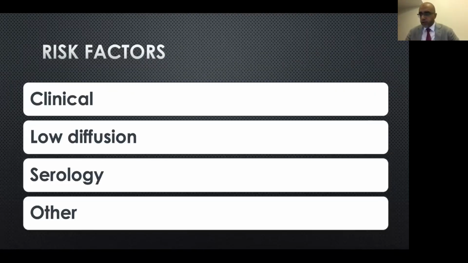Coming to the third point regarding connective tissue disease and pulmonary artery hypertension, which is the risk factors. What are the factors that we can look for in our patients that predict a high prevalence of occurrence of this disease? We'll speak about some factors regarding the clinical pattern, the diffusion capacity of our patients, some serology, and other heterogeneous factors.